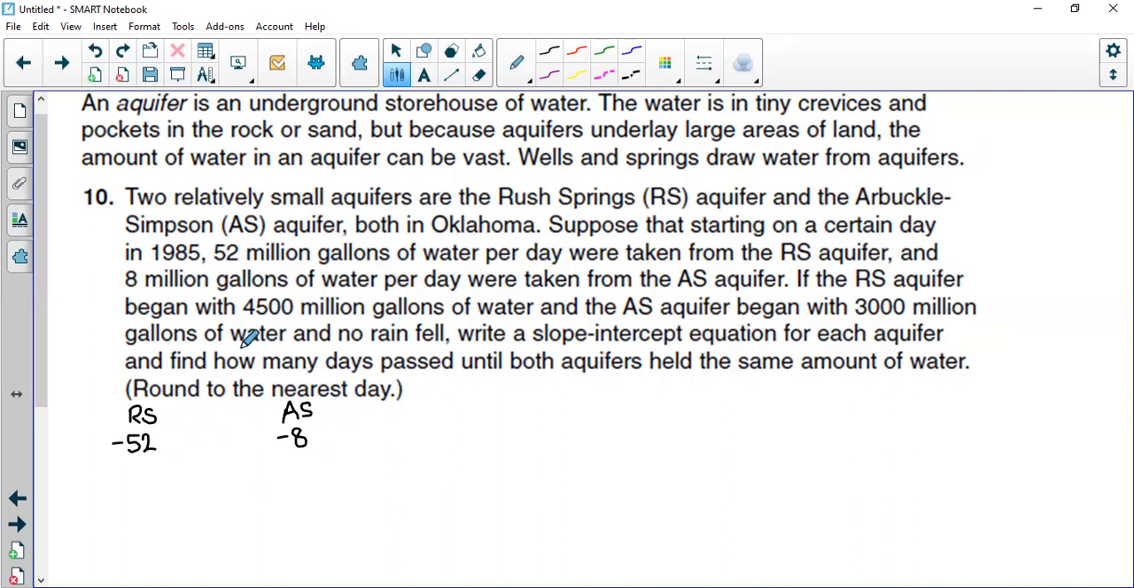If the RS aquifer began with 4,500 million gallons of water, and the other one, AS, began with 3,000 million gallons of water, and no rain fell. Write a slope intercept equation for each aquifer. So we are going to write the slope intercept form, that is y equals mx plus b. Find out how many days passed until both aquifers have the same amount of water. For this equation, we don't know how many days, so we name the days as x.